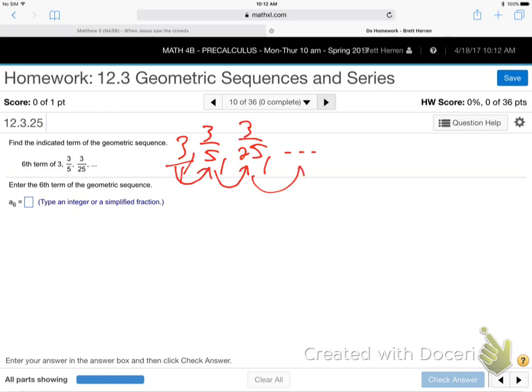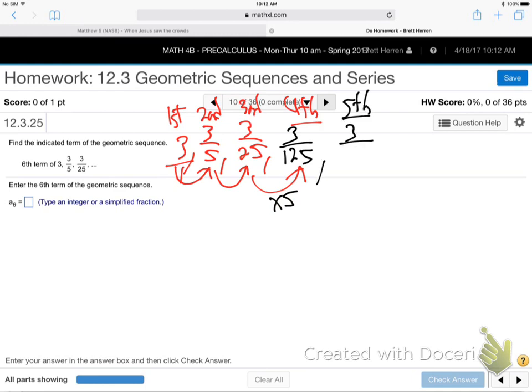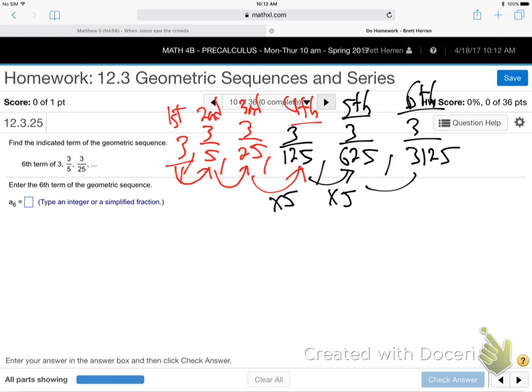So can you tell me what the next one is? This is the first, second, third. Can you tell me what the 4th term is going to be? Just use your calculator. It's 3 over 125, just times 5 on that bottom. And can you tell me what the 5th term is going to be? 625, they just did times 5 again. And can you tell me what the 6th term is going to be? Is it 3125? That's what they wanted, and we're done.